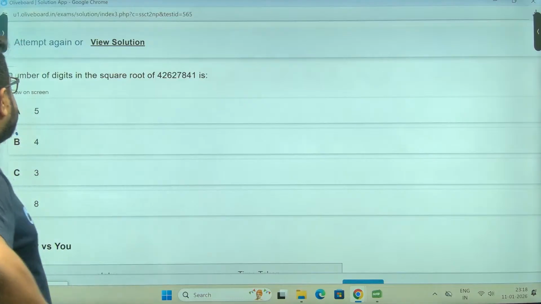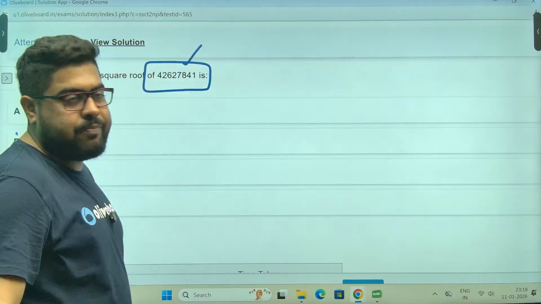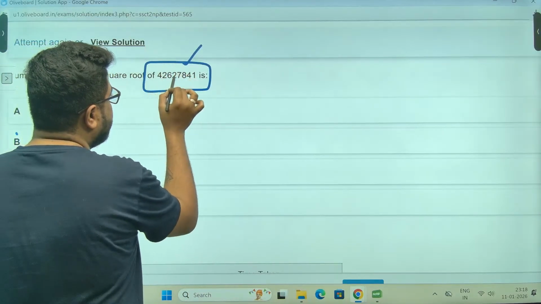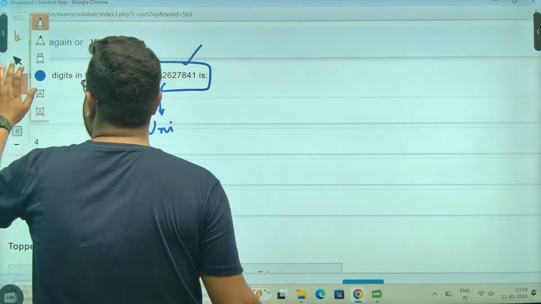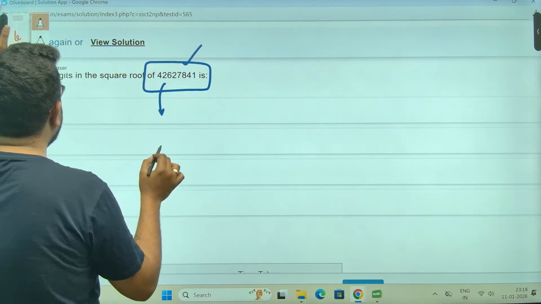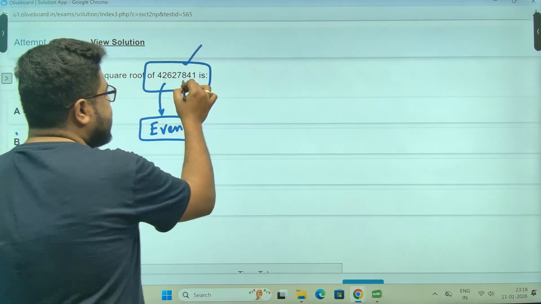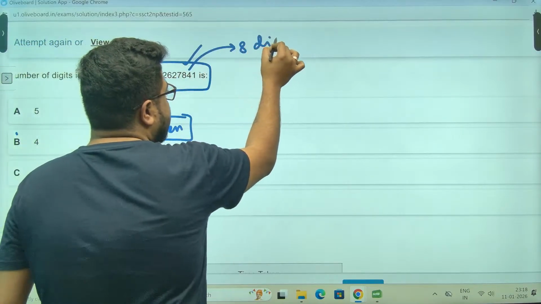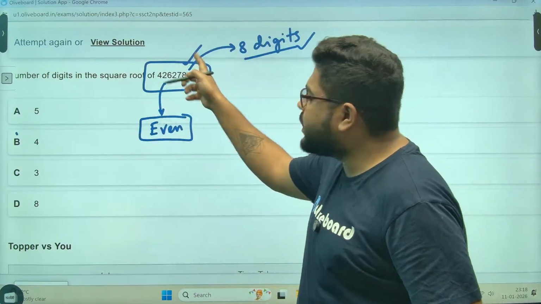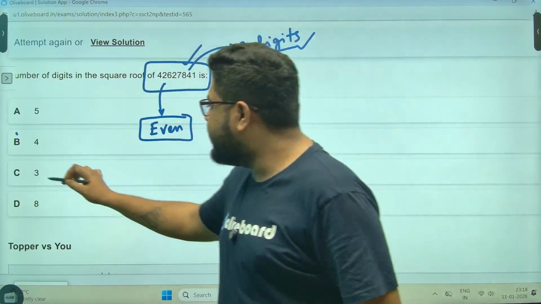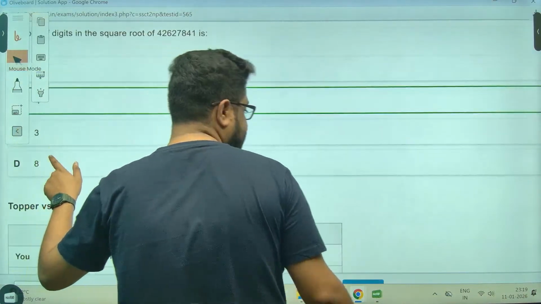Sir, what is the next question? Number of digits in the square root of this. Achha, sir. One simple technique. How many digits we have, that matters. 2, 4, 8. Okay, sir. Whenever you have even digits, here the number of digits are 8, even. So always remember, square root will have half the digits. For every 2 digits, I'll have 1 digit. So my answer will be, sir, simple answer 4. Again, you don't need to do anything at all for this.